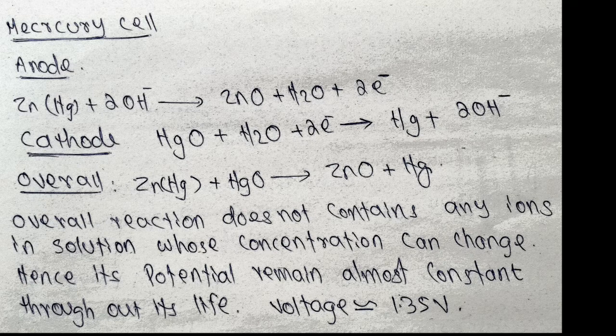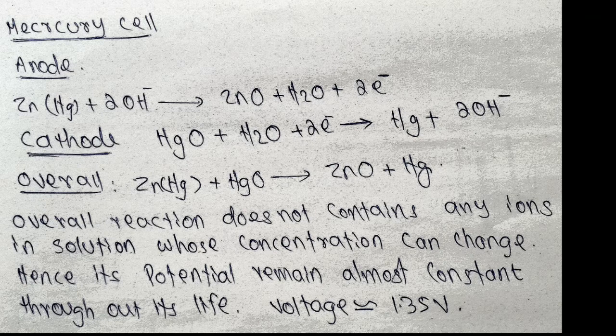These are the different parts of the mercury cell. The anode is made of zinc amalgam, the cathode is a paste of mercury oxide and carbon, and the electrolyte is a paste of potassium hydroxide and zinc oxide. These are the different parts of the mercury cell.